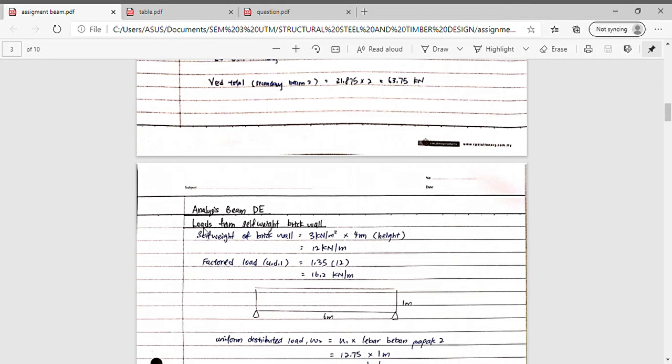So first I will calculate the self weight of the brick wall, which is given the data 3 kN per meter square, and I multiply by the height from level 1, which is 4 meter. Then I get the answer, and then I calculate the uniform load. The uniform distributed load is 16.2 kN per meter.